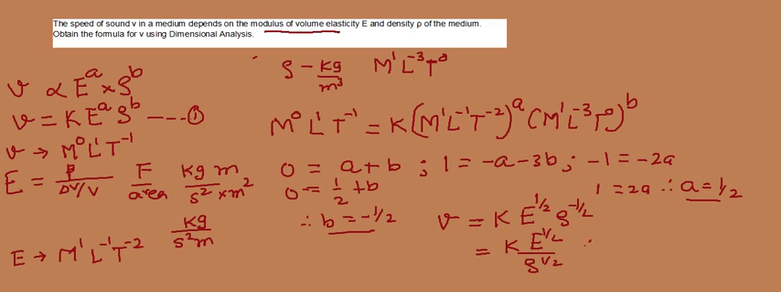And therefore finally I can write this equation as v is equal to some constant k times the square root of E upon rho, and this is the final equation we obtain. So we have got a relationship between v and E and rho, and the value of this constant can be obtained by experiments. This is how dimensional analysis helps us to obtain a relationship between v, E and rho. Thank you.